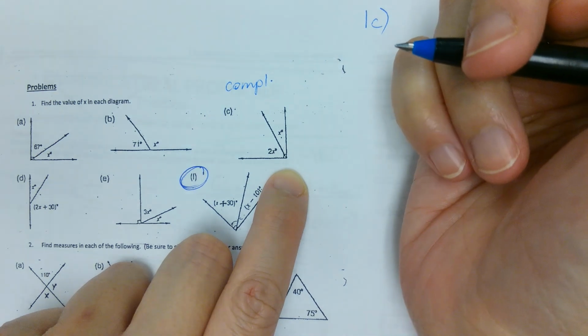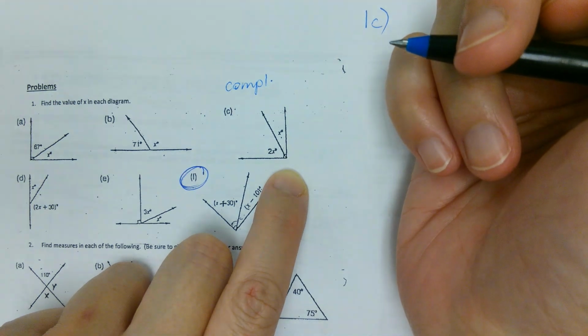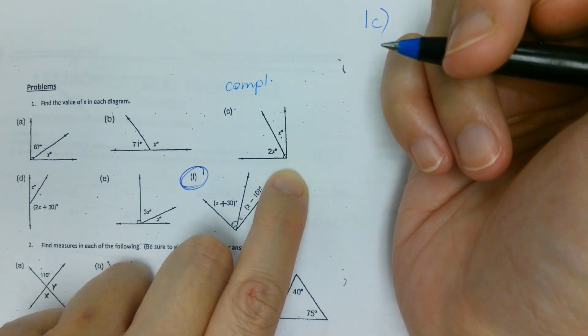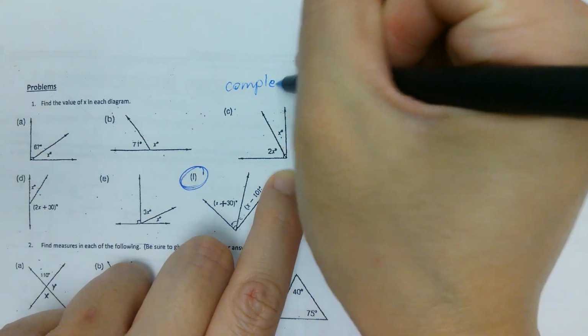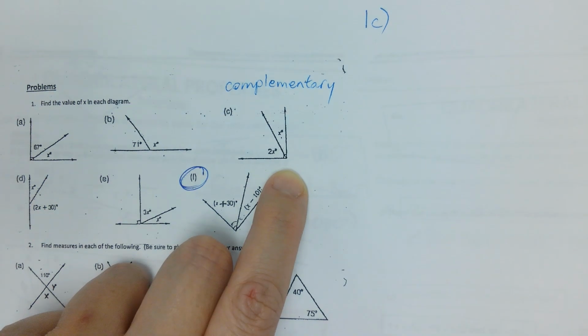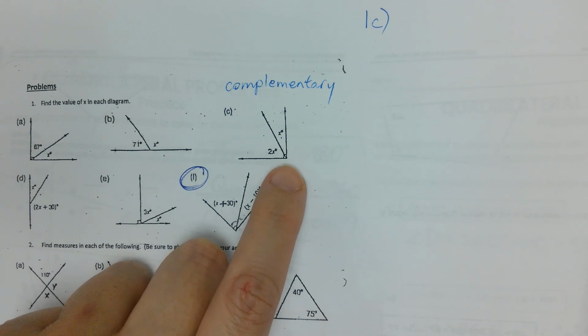E or I? Is it an E or I? Complementary. E? Complementary. Looks right? E? Okay. Whew. Thank you, Annie.